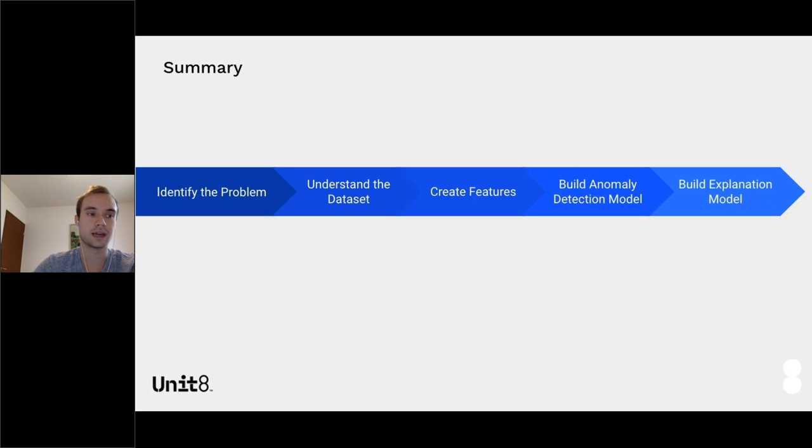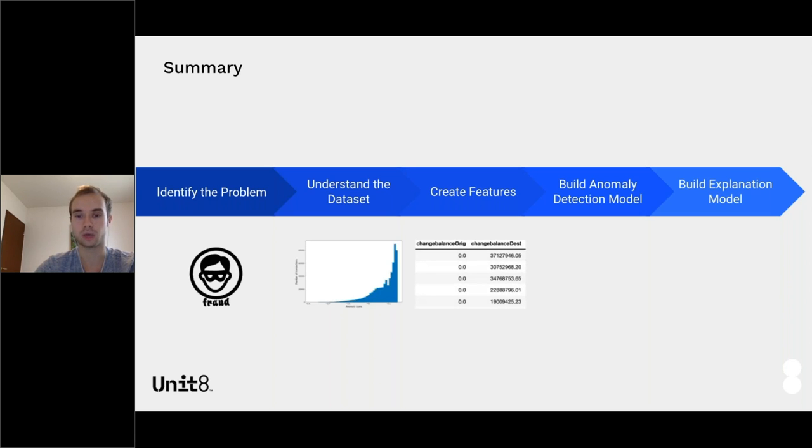So let's recap what we've done in this presentation. We've identified the problem of fraudulent transactions in the real world and how anomaly detection could help us identify them. We've looked at the data set, and we've tried to understand it in terms of what's available and what distributions we are dealing with.